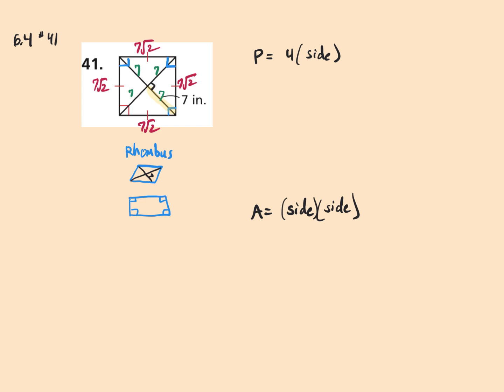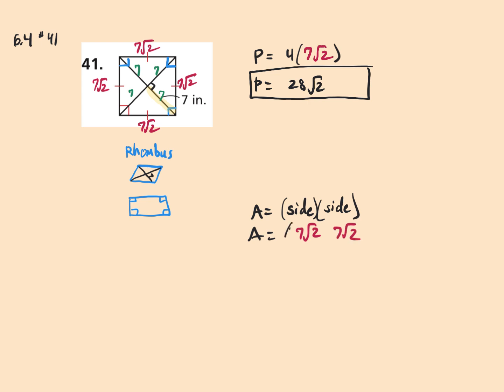The perimeter is 4 times the side length, which is 7 root 2. So the perimeter is 28 root 2. Done. And the area is the side length times the side length. Or if you prefer, the side length squared.